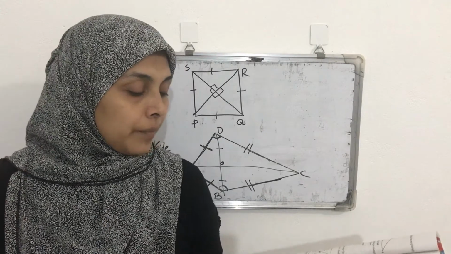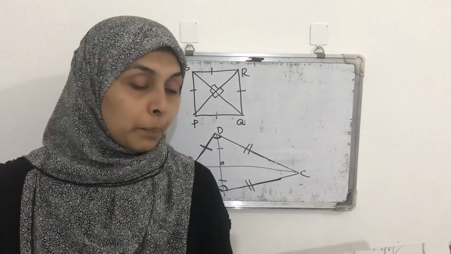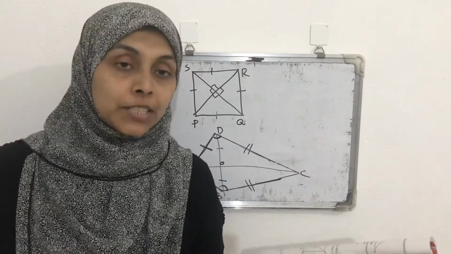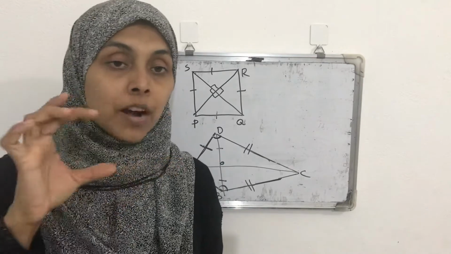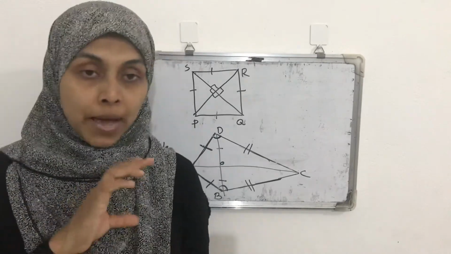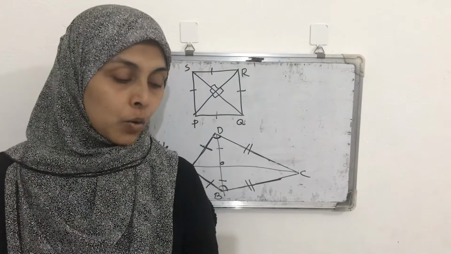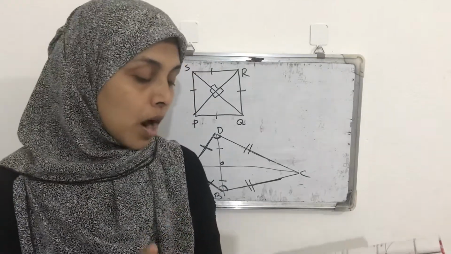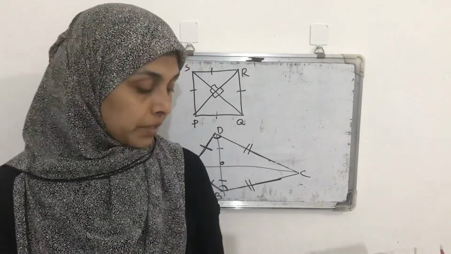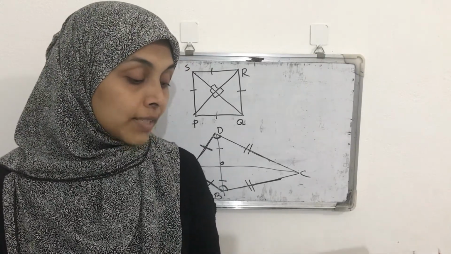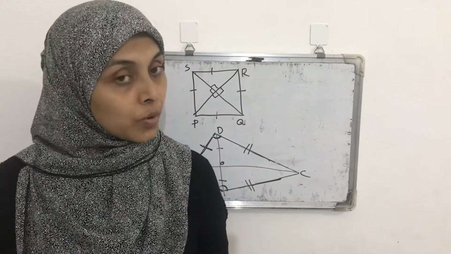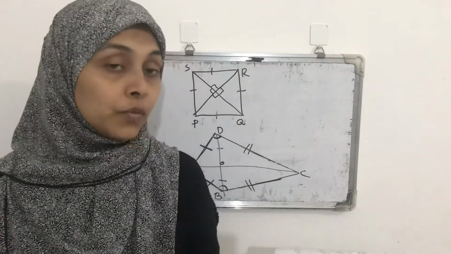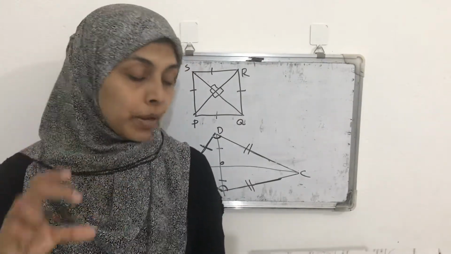Next question G: all parallelograms are trapezium. What are the conditions for a trapezium? For a trapezium, we need only one pair of parallel sides. But in the case of a parallelogram, there are two pairs. So it is true. All parallelograms are included in the set of trapezium. Last one: all squares are trapezium. All squares also will be included in the set of trapezium, because a trapezium only needs one pair of parallel sides.